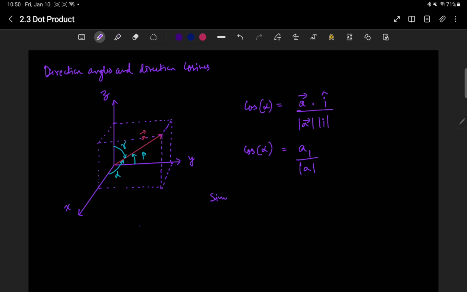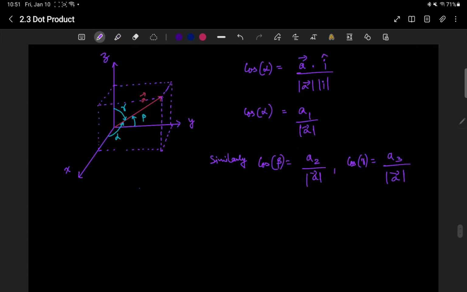Similarly, cosine beta is going to be the second component, which is the j component, still divided by the magnitude of vector A, and cosine gamma is going to be A3 divided by the magnitude of vector A.